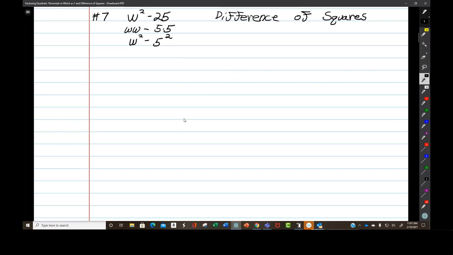First, the word difference in the math language means subtract. Subtraction. So this only works when you have a perfect square minus a perfect square. If you have a perfect square plus a perfect square, you can't factor it. Not factorable. At least not factorable right now.